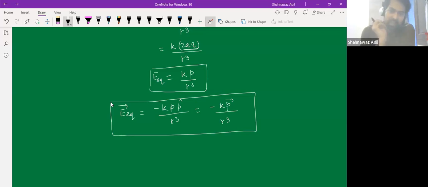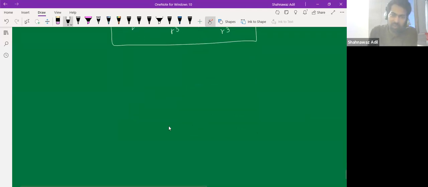Yes, sir. So let me recap what we did. We had these two charges, right? We had this point, which was the equatorial point. This separation was A, this was R, this was minus Q, this was plus Q. This was the direction of the dipole moment, right? Let me write it as P.